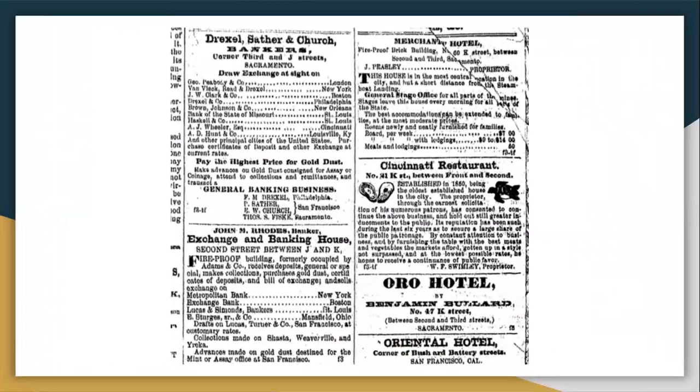The wide range of advertisements speaks to the growth of American culture in the mid-1800s. Advertising your product in newspapers is one of the most efficient ways to get the name of your brand out to the public.